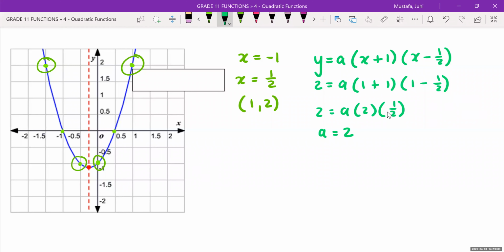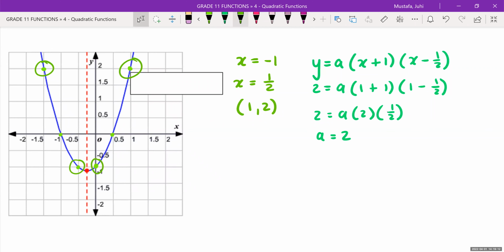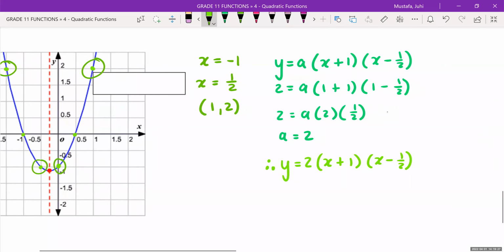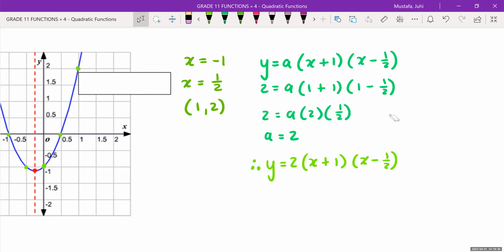And I end up getting a to just be equal to 2. But we're not done. I'll give you a second until you get to this answer. Did you guys get a is equal to 2?